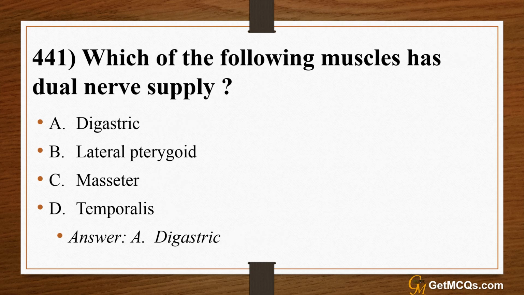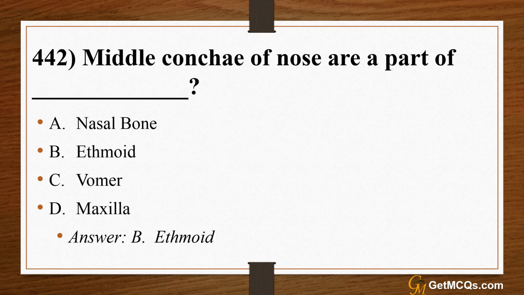441. Which of the following muscles has dual nerve supply? Answer: A. Digastric. 442. Middle conchae of nose are a part of? Answer: B. Ethmoid.